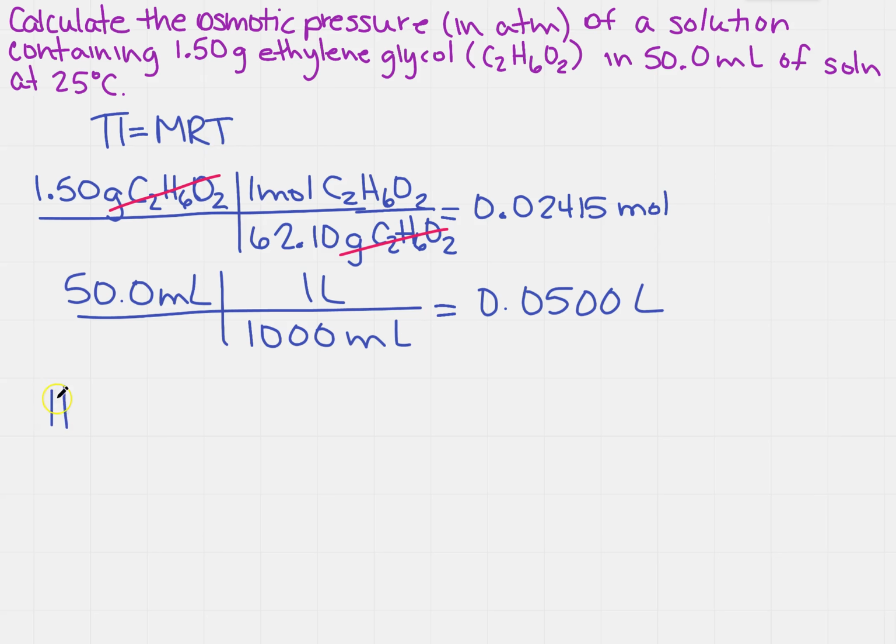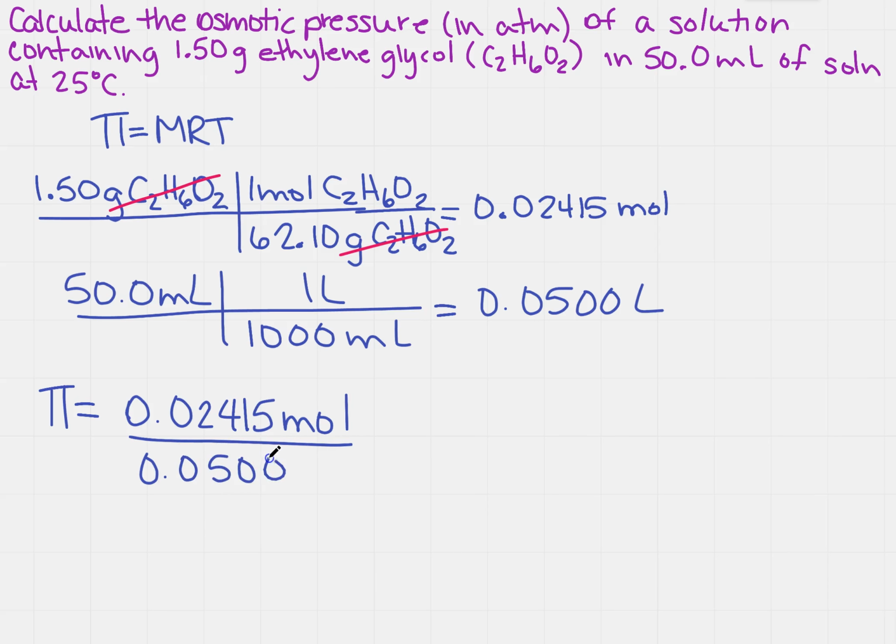So the osmotic pressure is my moles divided by my liters. Now I need to multiply by what? The gas constant, which we need is 0.08206. Now remember, the units are really important, so I've got liters times atmospheres over mole, so moles times Kelvin.